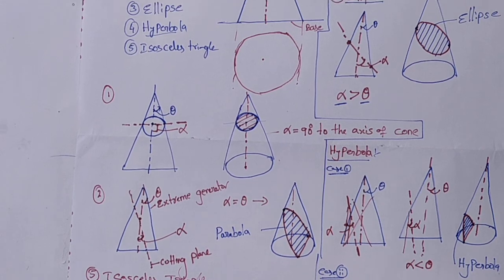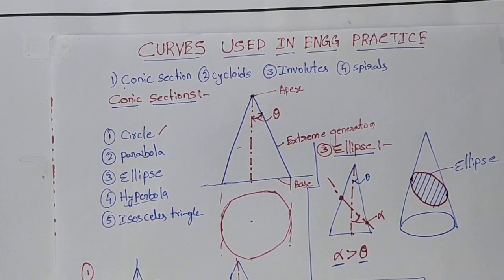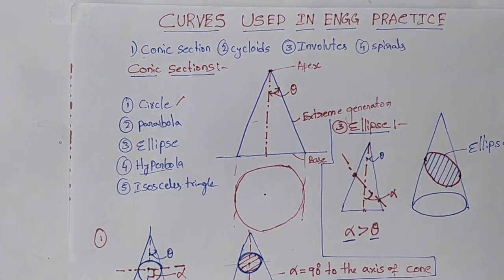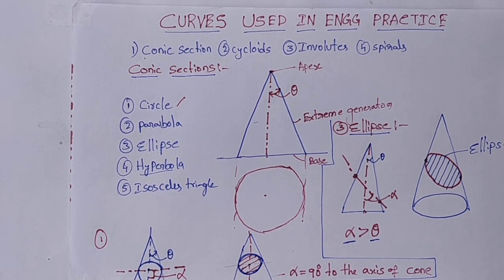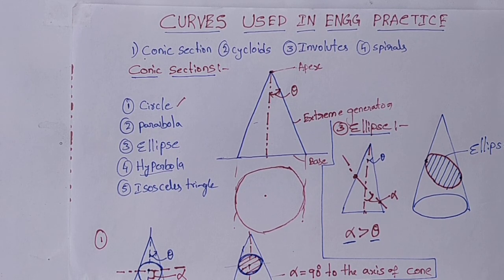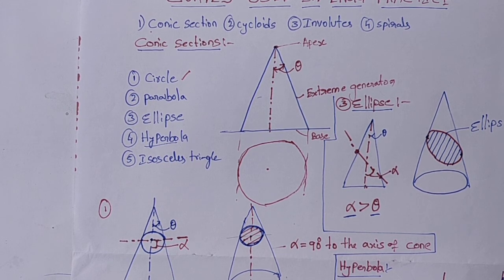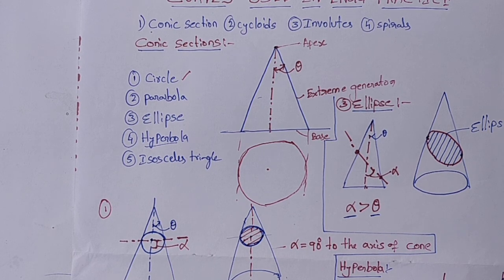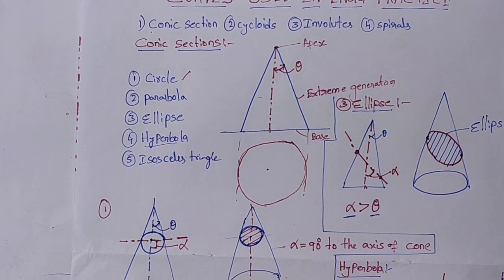What are the different curves used in engineering practice? I am explaining briefly the curves used in engineering practice. There are different types of curves used in engineering, that is conic sections, cycloids, involutes and spirals. We will discuss one by one. In conic sections the different curves formed are circle, parabola, ellipse, hyperbola and isosceles triangle. These are the different curves formed due to the cutting of a cone with a section plane.